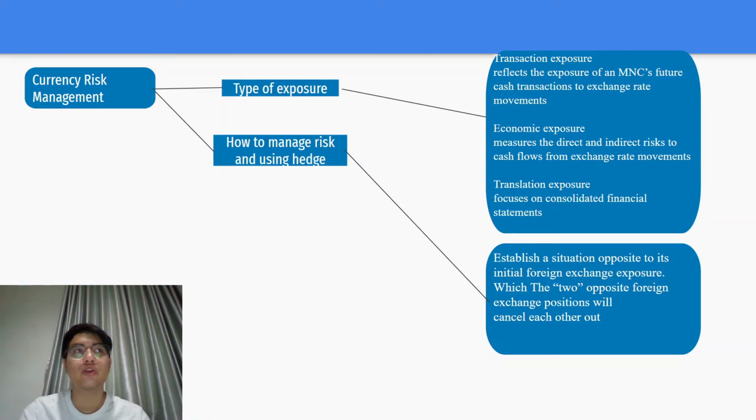For example, you have a call position on your renewable price at 100,000 and currently it is 150,000. Then you take a put option on 150,000. So if the price goes up and down, it cancels each other out.